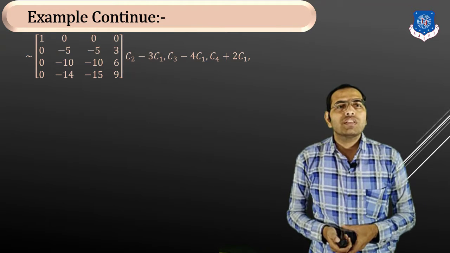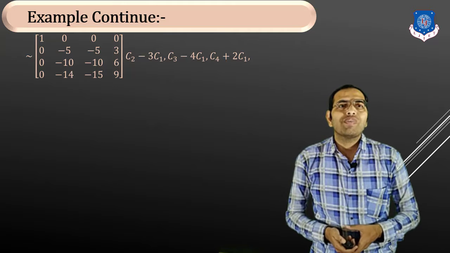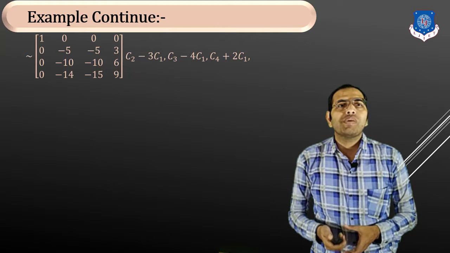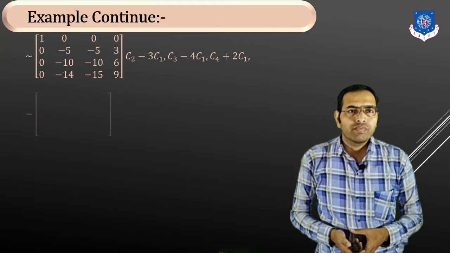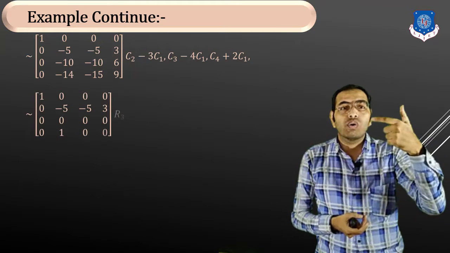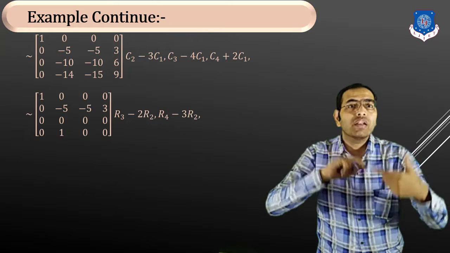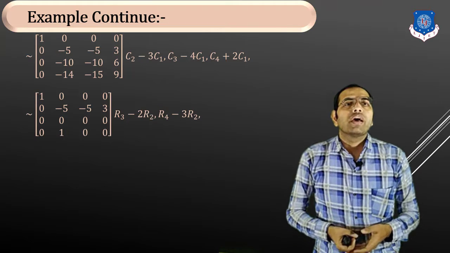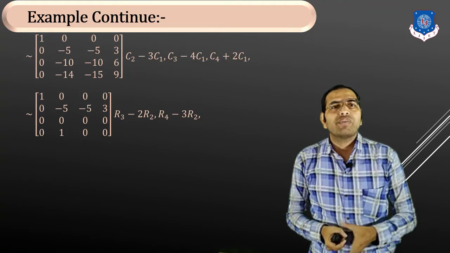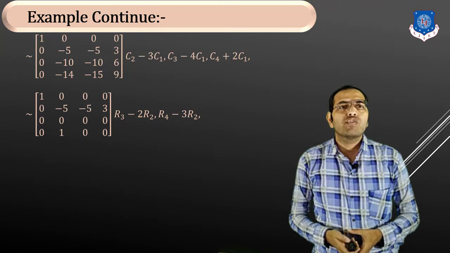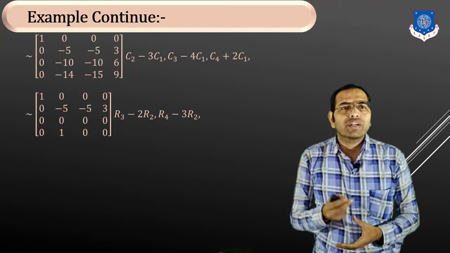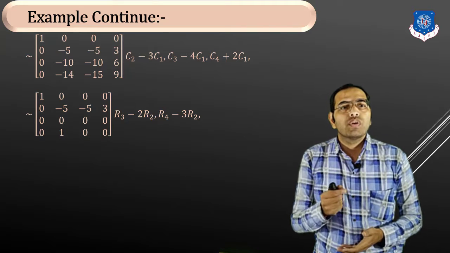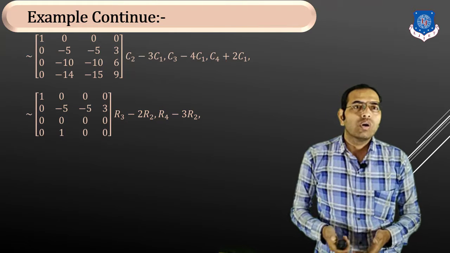That will give you 1, 0, 0, 0, 0, minus 5, minus 5, 3, 0, minus 10, minus 10, 6, 0, minus 14, minus 15, 9. Now with the help of the second row, apply the operation on the third row and fourth row. Then R3 minus 2 R2 and R4 minus 3 R2. That will give you 1, 0, 0, 0, 0, minus 5, minus 5, 3, 0, 0, 0, 0 and 0, 1, 0, 0.